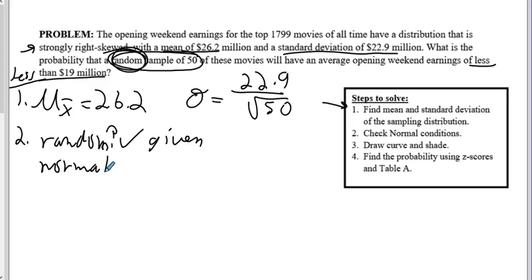Well, it does not tell us it's normal. In fact, it tells us it's right skewed. But if we check, n greater than 30, 50 is greater than 30, check. So we're good to go. It all worked out.